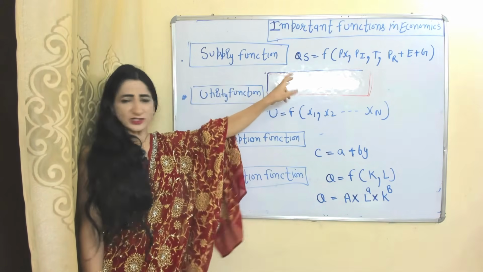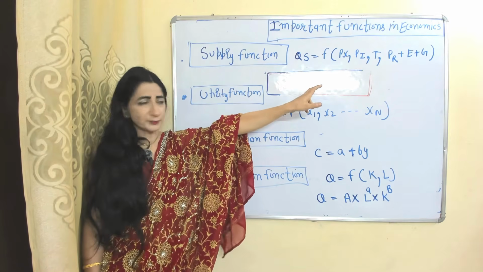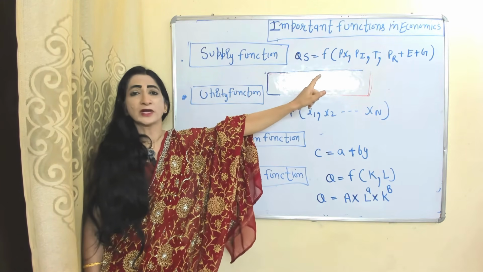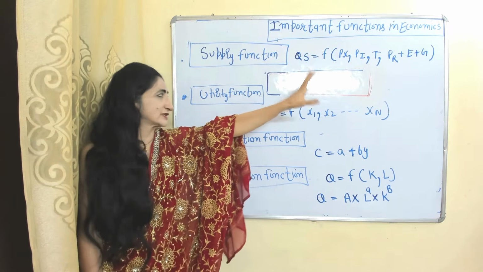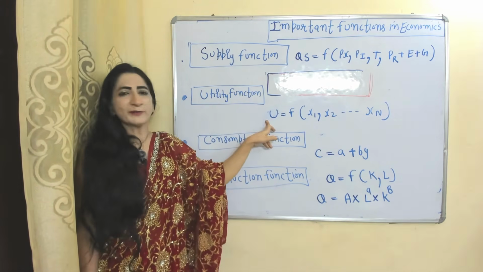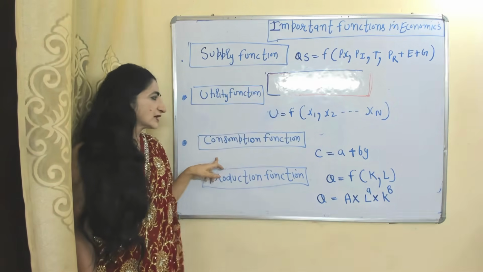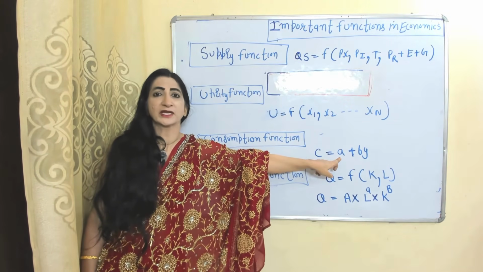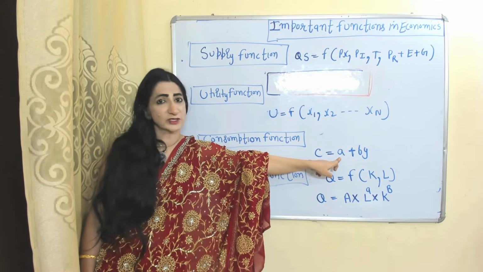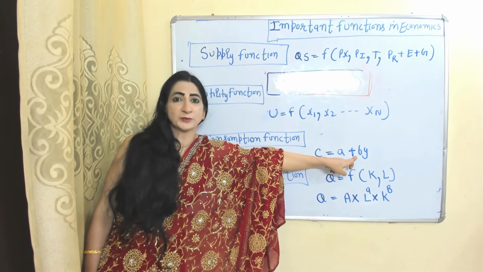Supply function. S represents supply, which is a function of price of goods, price of input, technology, price of related goods like complementary and substitute goods, expectation of future, and government policies. Utility function. U represents utility, which is a function of x1, x2, quantities of goods. Consumption function. C represents consumption. A represents intercept. Here the intercept is autonomous consumption, because autonomous consumption shows the value of consumption when income is 0.